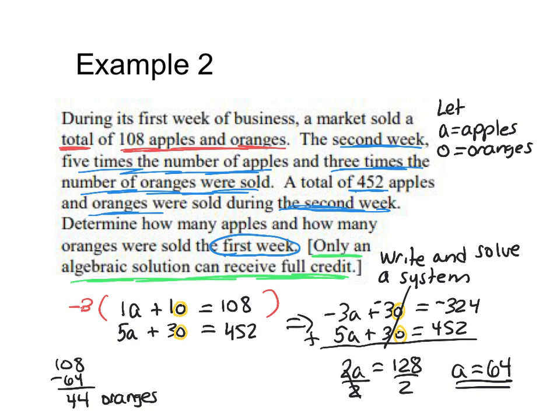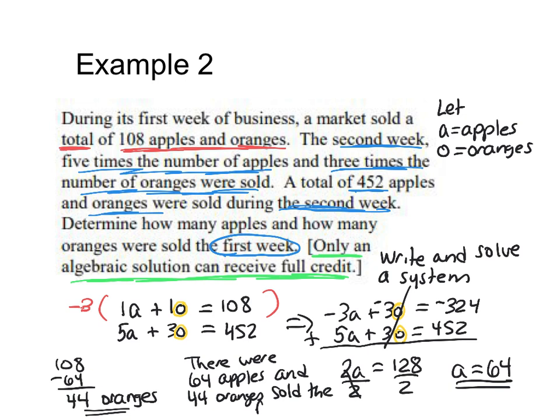So again, please write a sentence. There were 64 apples sold and 44 oranges the first week. Okay, and that is it. But the lesson learned here is I need to fix my eraser, and we probably should have used different variables. The O is really tough to see. All right, thank you.